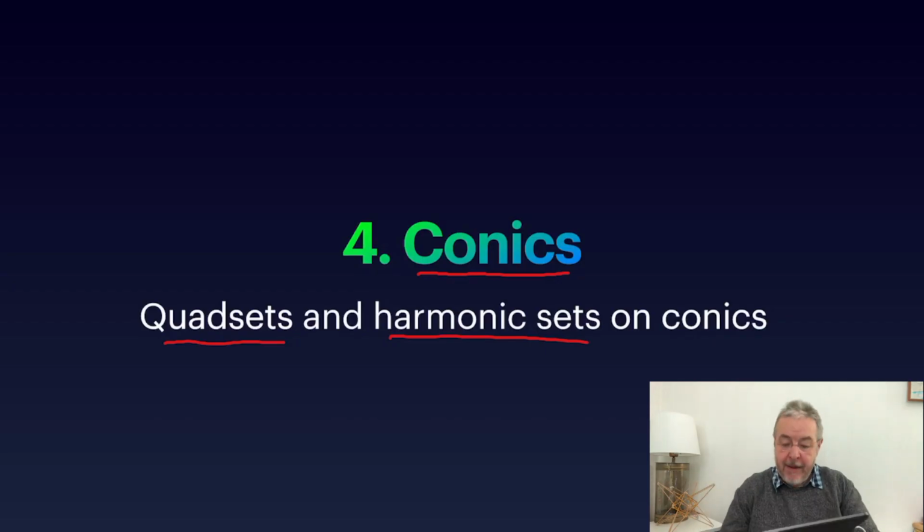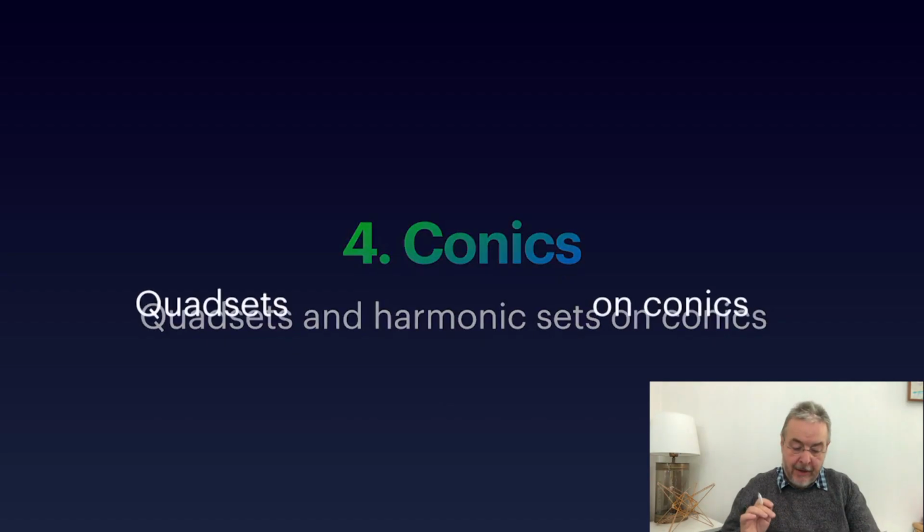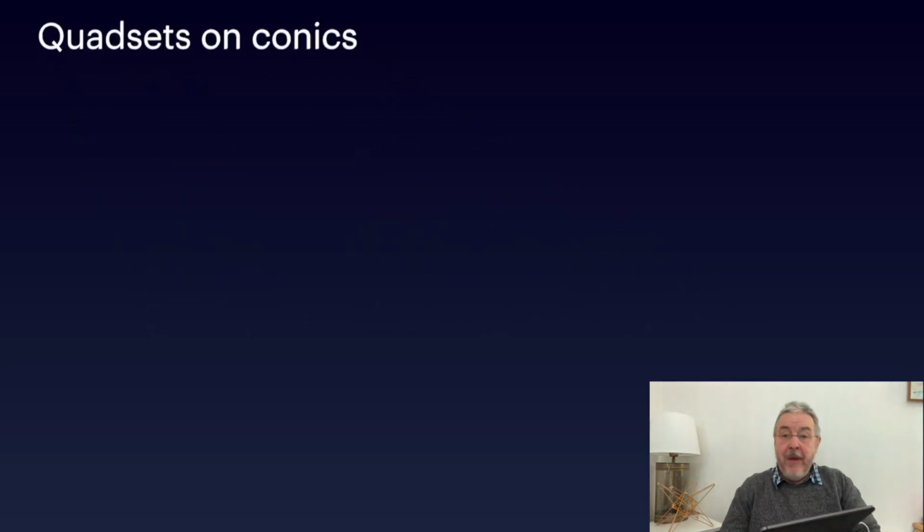Once more, a disclaimer here: throughout that lecture, all the conics that we will consider will be real and non-degenerate. So they will be either ellipses, hyperbolas, or parabolas. So we will start with quadrilateral sets on conics.